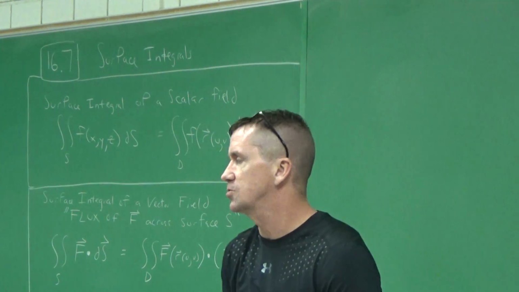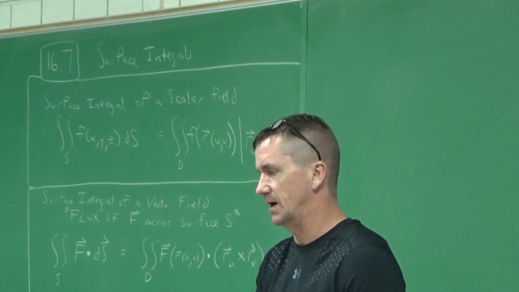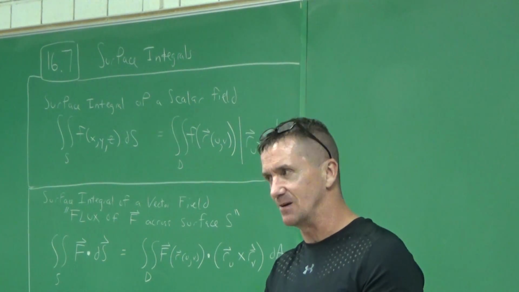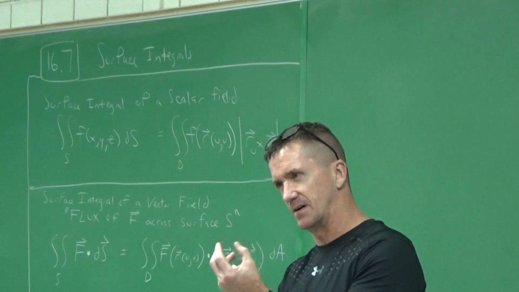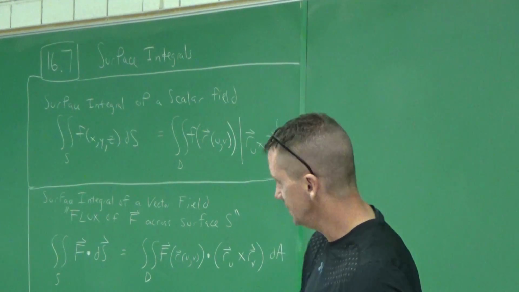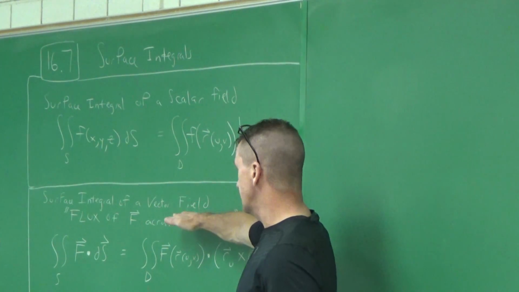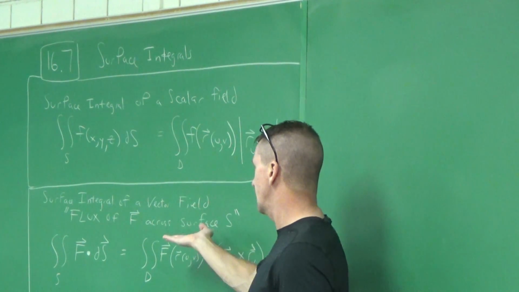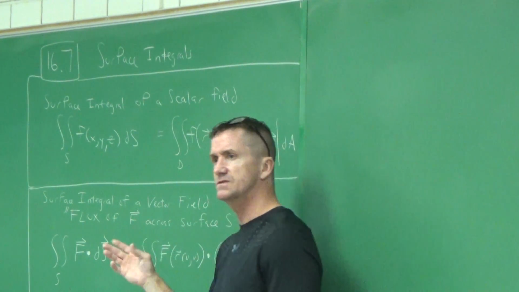So we've done mass in this course before. We found the mass for a lamina, then we found the mass for a solid. So now you're thinking, wow, I can actually find the mass of a very, very thin surface. And then we'll do surface integrals of vector fields. When we do that, they call that the flux of the vector field across the surface.